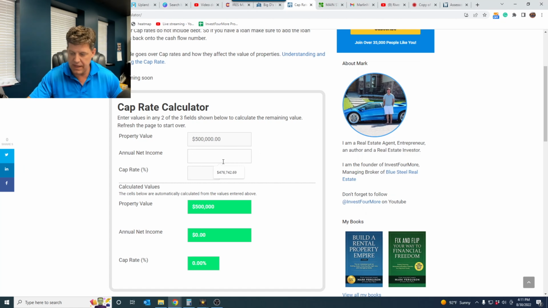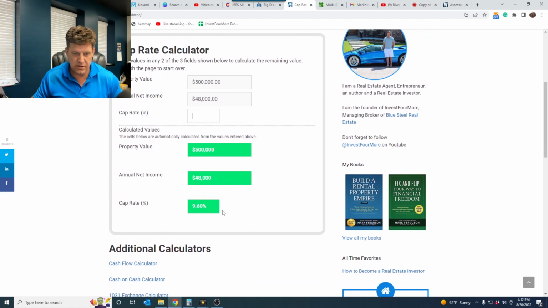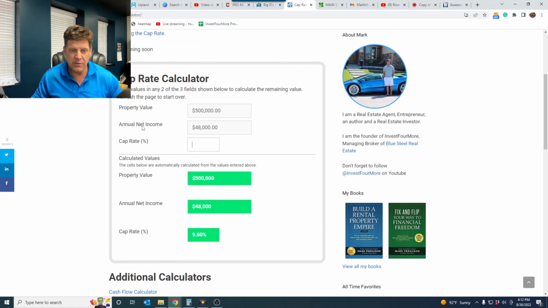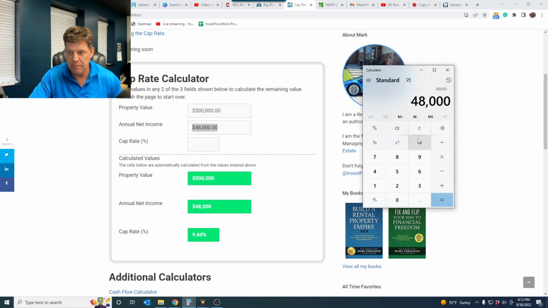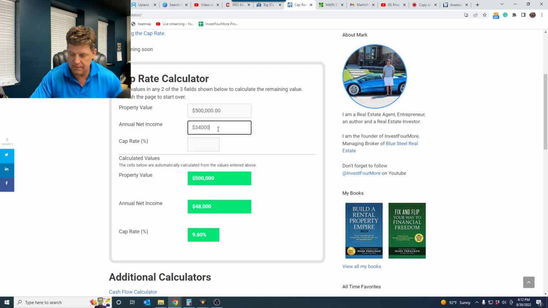Now you could just type that in, 48, and it will tell you right here, look at that, that's fancy. Your cap rate is 9.6%. That's a gross cap rate though. Now if you wanted your net income, you'd have to take this $48,000, subtract whatever your utilities are, maybe subtract your property management fees, subtract your taxes, anything the landlord pays, and now you have, let's say you're actually making $34,000 a year. Now your cap rate's 6.8%. This is your net cap rate, whereas the previous one was your gross cap rate.